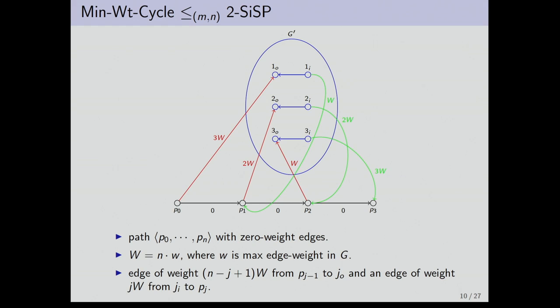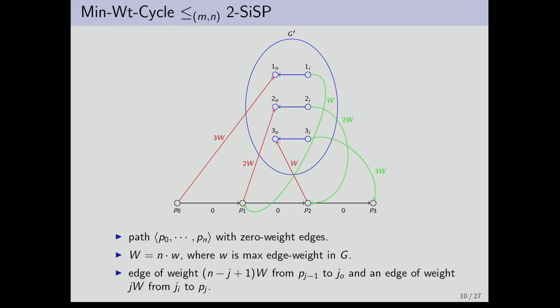And now we assign weights, and we're going to assign fairly large weights. First, let little w be the maximum edge weight in G, and we're going to set capital W to be n times little w. And the point of this is to observe that capital W is greater than the weight of any simple shortest path in G prime, because the maximum weight on an edge is little w, and any simple path contains at most n minus 1 edges. Okay, so then we observed that.